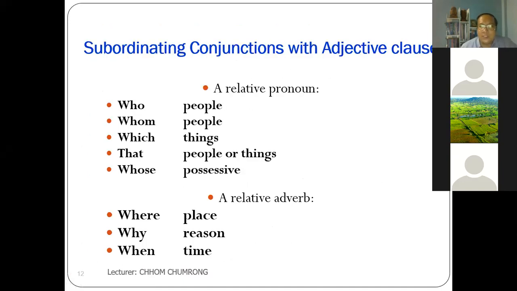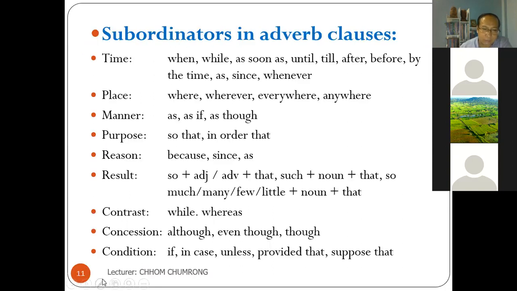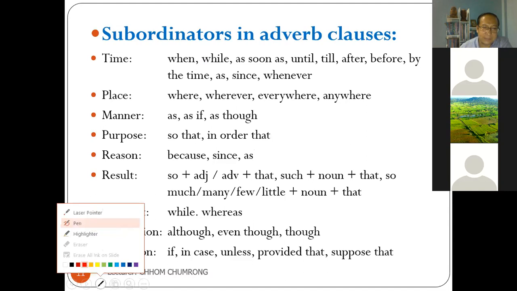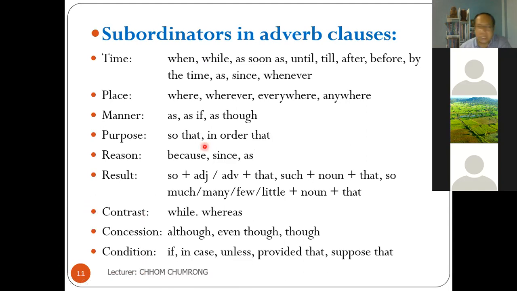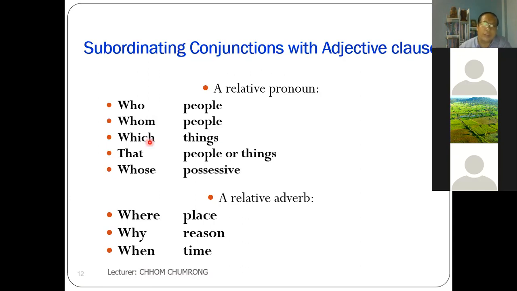And another group are the conjunctions that we use with the adjective clause, like who, whom, which, that, whose. They are called relative pronouns, right? And the relative adverbs like where, when, why. So for the adjective clause, we have only around eight conjunctions. If we compare to the adverb clause, we have more than that, okay? As you can see here, for the adverb clause we have a lot, but for the adjective clause only: who, whom, which, that, whose, where, why, when.